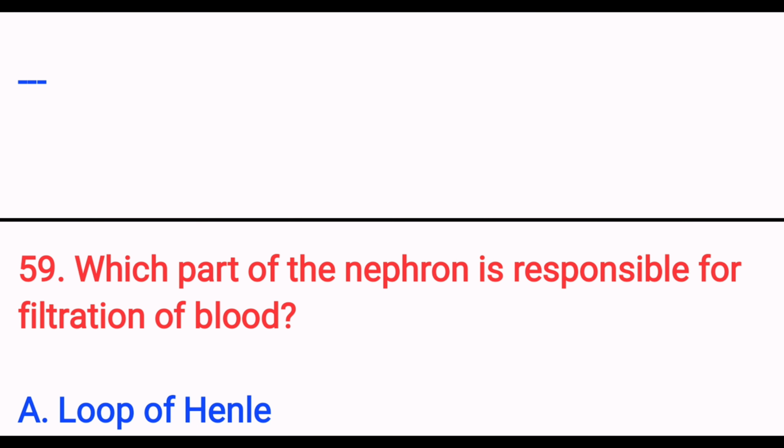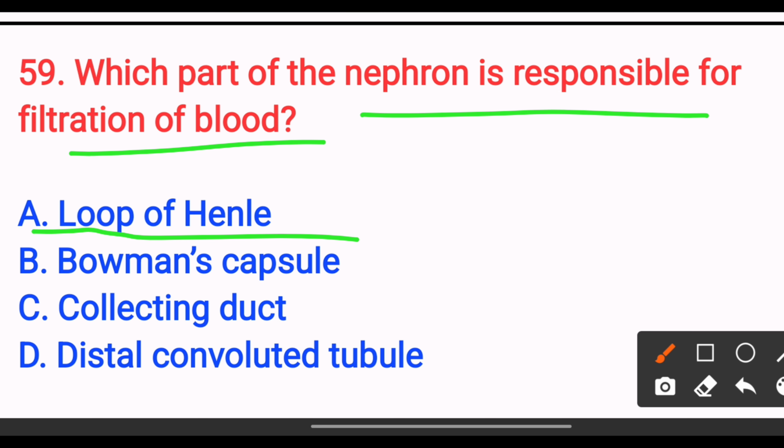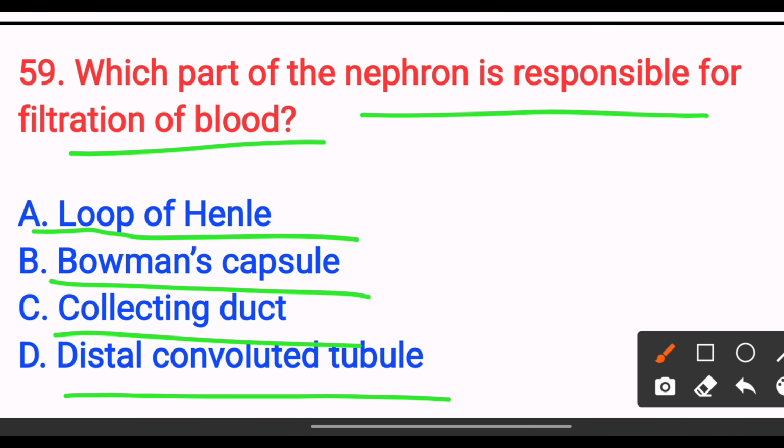Next, which part of the nephron is responsible for the filtration of blood? Option A, loop of Henle. Option B, Bowman's capsule. Option C, collecting duct. Option D, distal convoluted tubule. The answer is option B, Bowman's capsule, because Bowman's capsule surrounds the glomerulus where blood filtration occurs under pressure. So the answer is option B.